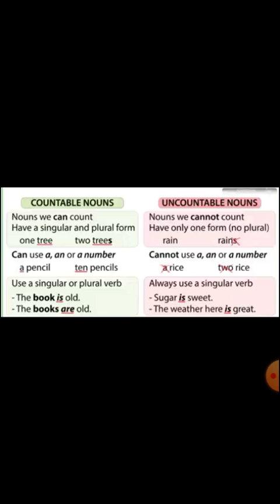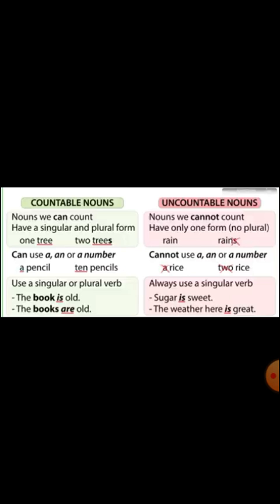Then next point, we use a singular or a plural verb. In countable nouns, for example, the book is old and the books are old. Here book is singular, so we use is as a singular verb. In the next example, the books are old. Here books is in plural form, so we use are. So we can use a singular or plural verb with countable nouns.